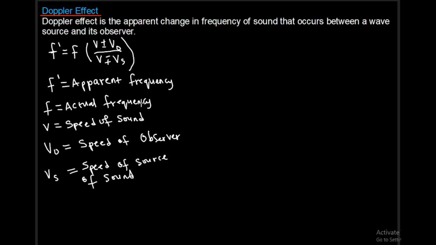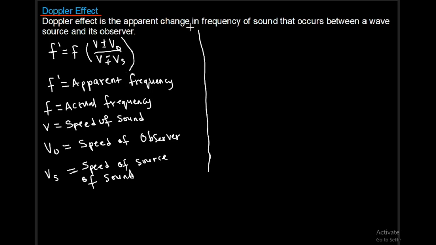Now, in the Doppler effect, there will be motion. From my explanation, you understand that there will always be motion when we are talking about the Doppler effect: motion of the source of the sound or motion of the observer. The motion of the observer will give rise to the speed of the observer, VO. And we will also have the motion of the source of the sound. In the example I gave, the police siren, which is the source of the sound, is moving, so we're going to have the velocity of the source.